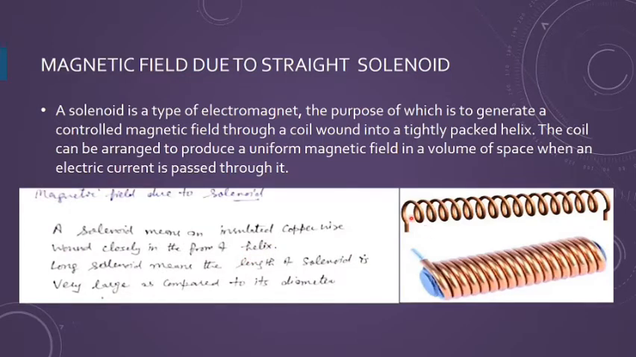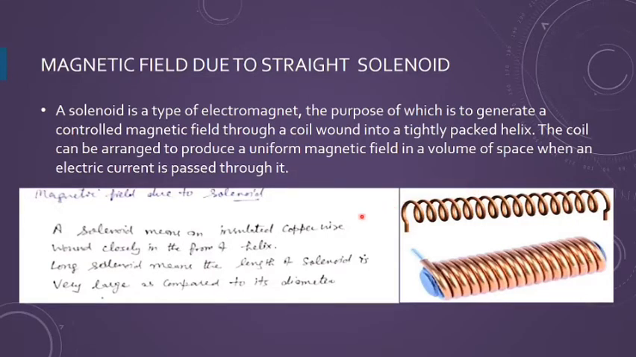If we are not using any core, then it is simply air inside, or we can use some core like iron, as we use in electromagnets. Basically in electromagnets we use the solenoid to produce the magnetic field, meaning it works like an electromagnet. The solenoid itself acts as an electromagnet when you make electric current pass through it, because when no current passes, of course no magnetic field is produced.